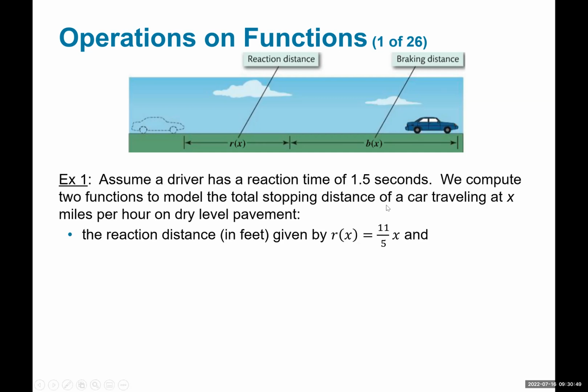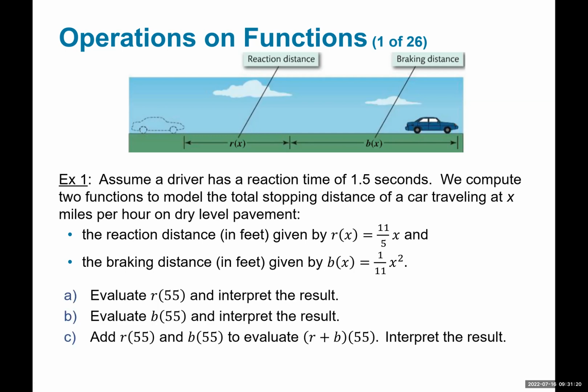So assume a driver has a reaction time of 1.5 seconds. We compute two functions to model the total stopping distance of the car. First, we have to look at the reaction distance. And that reaction distance is given by 11 over 5x. So that's the amount of time and the speed, I guess. The braking distance is given in feet by 1 over 11x squared.